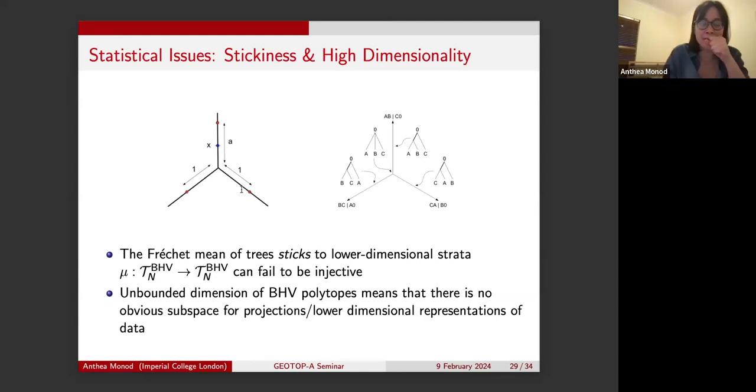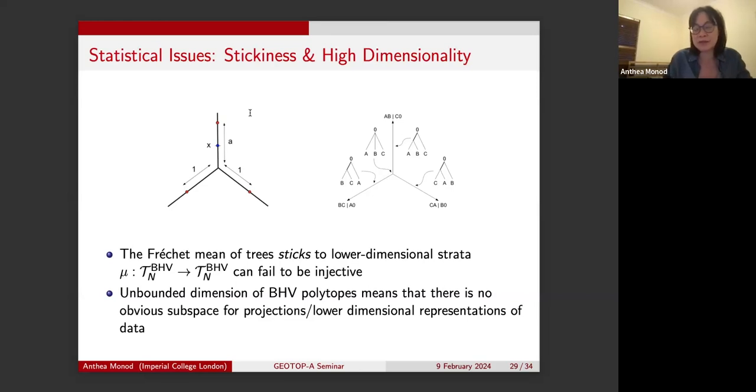Here's an example. If you have these weights on BHV space with three leaves, then depending on where this value a is, you have very different values for the mean. Essentially, most of the time when you collect lots and lots of different data sets and compute the mean each time, the mean isn't going to change, which is very difficult to do statistics with, because it makes it very difficult to derive things like central limit theorems and therefore do things like hypothesis testing.